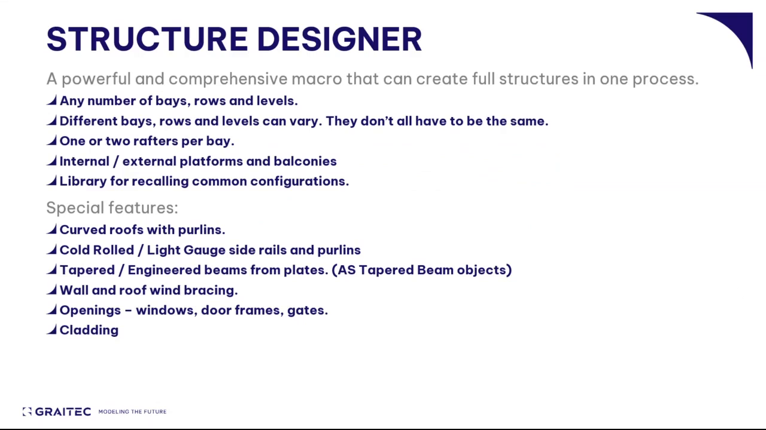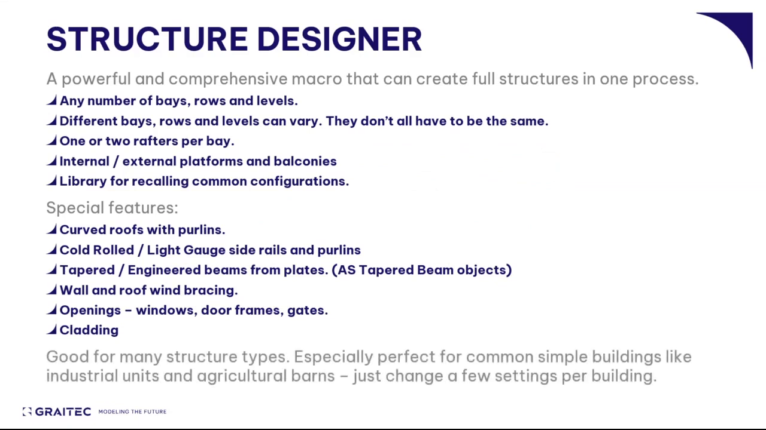We didn't have time to show you every possible permutation today, and we could be here for some time. So the structure designer is really good for lots of different types of structures, especially if you're doing simple buildings on a regular basis. So things like industrial units or agricultural barns, they tend to be portal frames with a mezzanine or a long series of monopitch frames, so you could just load up your library entry that has the majority there, and then maybe just change the height, the width, or how many frames, and in a few moments you'll have the large majority of your structure already modeled in there.